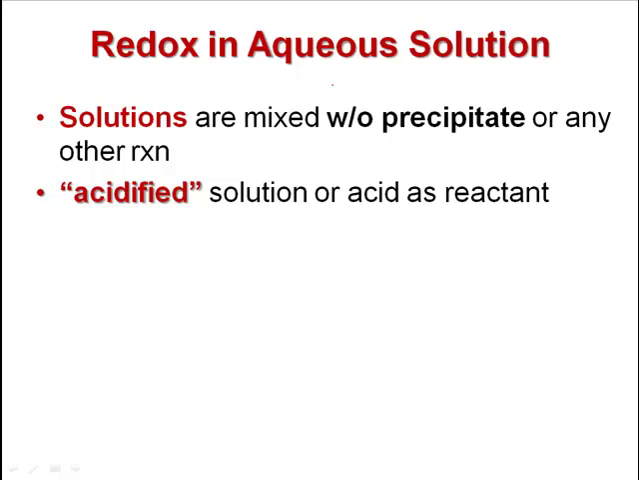Acidified solution or acid as reactant. So that's a hint. If it says it's acidified or it has an acid in the reactant, it could be redox. It's usually either redox or acid-base. Not always, but most likely.